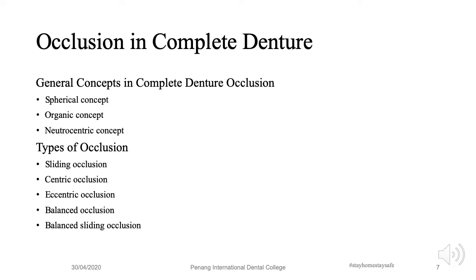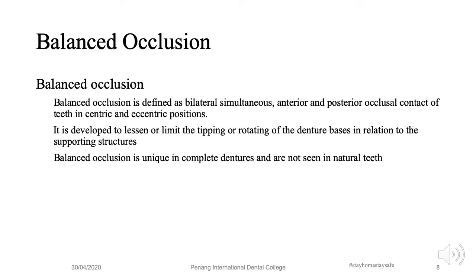Okay, so next coming to balanced occlusion. What is balanced occlusion? Balanced occlusion is defined as bilateral simultaneous anterior and posterior occlusal contact of the teeth in centric and eccentric positions. So when you have arranged all the teeth and you ask the patient to bite from the anteriors, if there is a posterior gap or the posterior teeth are not coming in contact, the dentures flip or they lose their stability. Because there is no contact at the back and you're just putting the force on the front, there are a lot of occlusal forces. The backside is open, so it flaps or loses its stability.